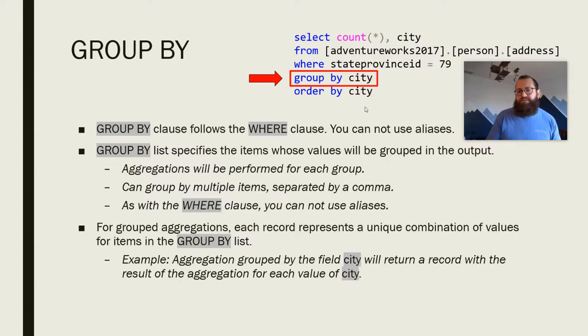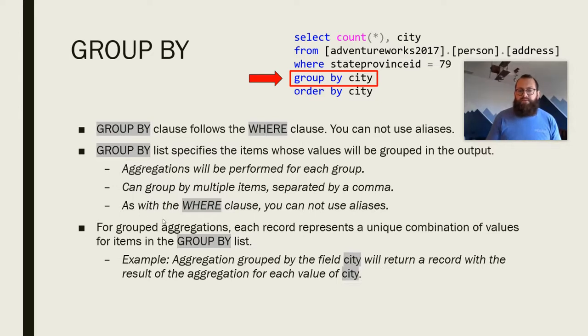So in this particular example, for each value of city, we're going to perform this aggregation, counting the number of records. You can group by multiple items separated by a comma, so grouping by unique values across two or more fields. We'll show some examples in another lecture.